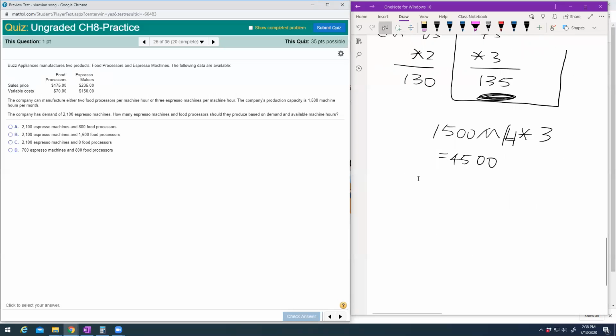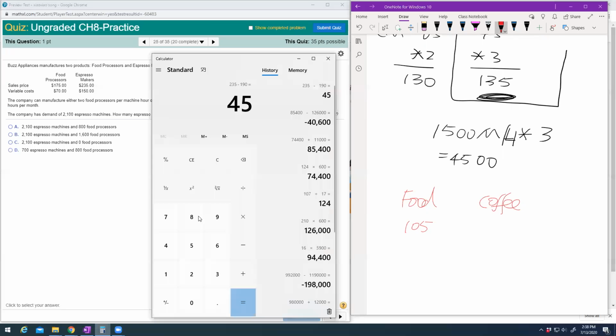Okay, let's look at this one. This one is an advanced one. I'm not sure whether you like it or not, but let's get started. You still have food and coffee, which is a good one to practice. Also, we said contribution margin. This is 105, and for coffee, 235 minus 150 gives us 85.